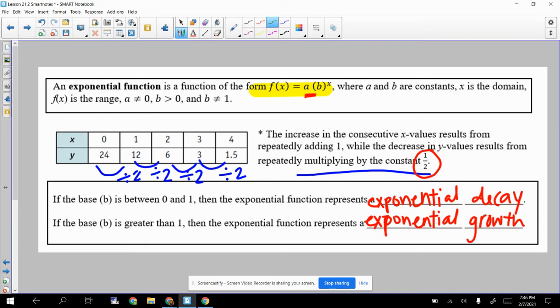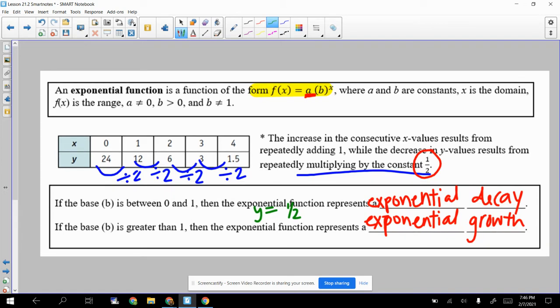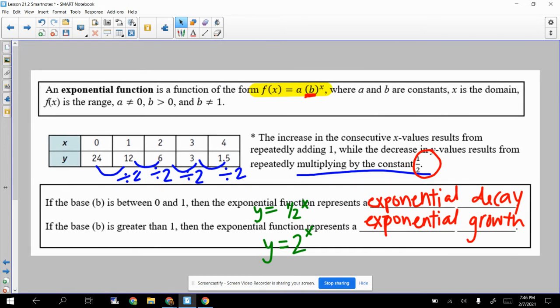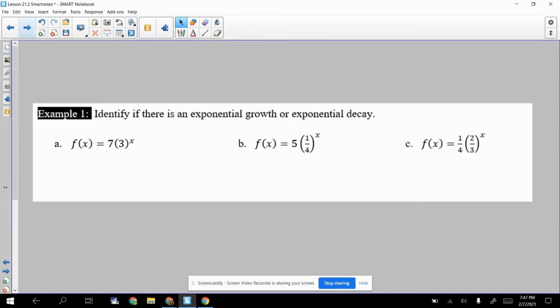Okay, so something like y equals 1/2 to the x, like we just saw up there, that is going to be decay, but something like y equals 2 to the x, that is going to be growth, because that b value, the one that has the exponent with it, is going to be a whole number greater than 1. Okay. All right, awesome. So make sure you have that jotted down. And let's go ahead and identify whether these would be growth or decay.